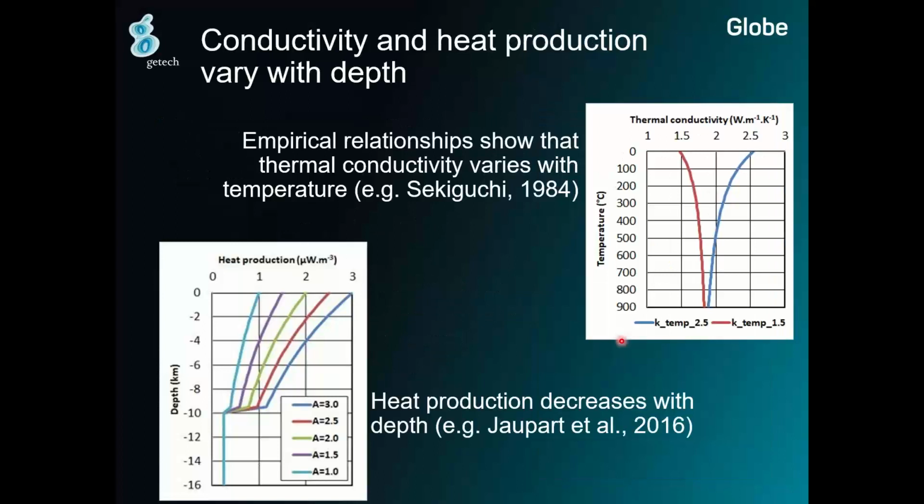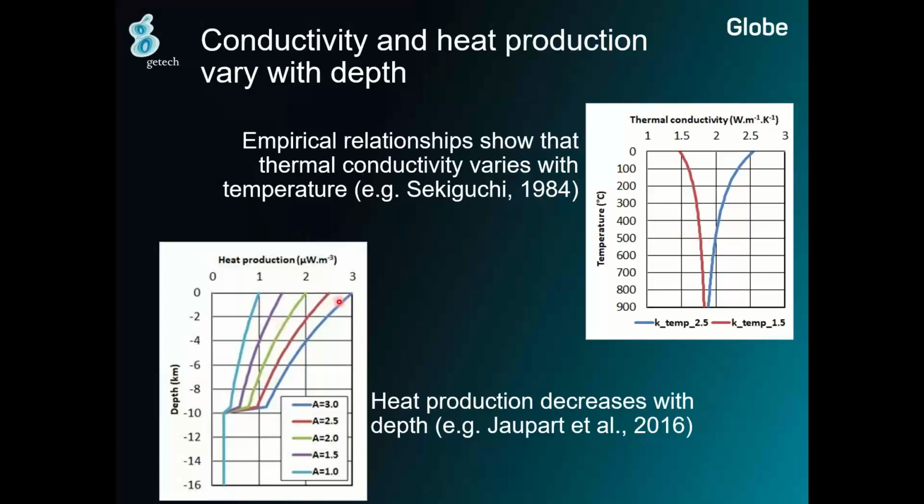Now, it's not quite as straightforward as that. We can't just use a single equation for each of these layers, and that's because these parameters actually vary with depth. So thermal conductivity varies with temperature, and of course, temperature varies with depth. So what we find is at high temperature, great depth, conductivities tend to become more similar. They converge to around 1.85 watts per meter per Kelvin.